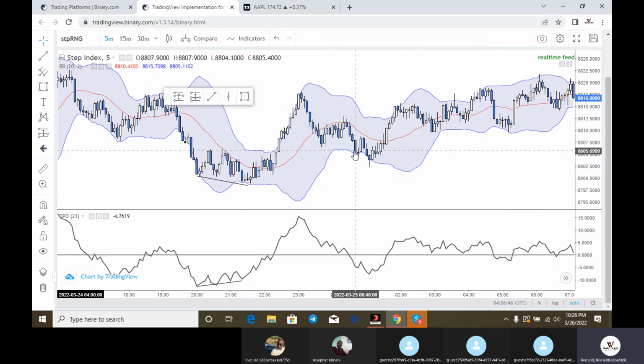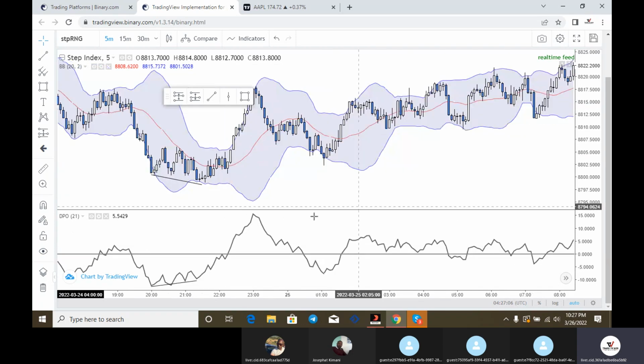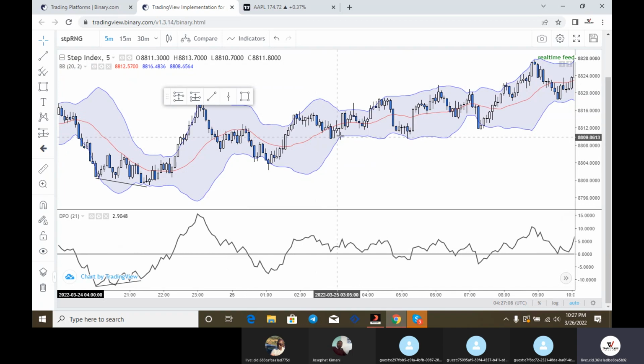So let's see, we have another instance here. Was there a divergence from here to here? Even from this point to this point, no divergence, because from this point to this point is facing downwards and our DPO is facing downwards. Even if we did draw from this point to this point, it's facing upward and our DPO is facing upward, so no signal.